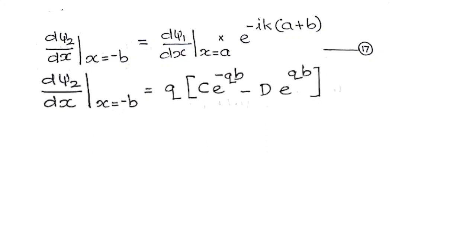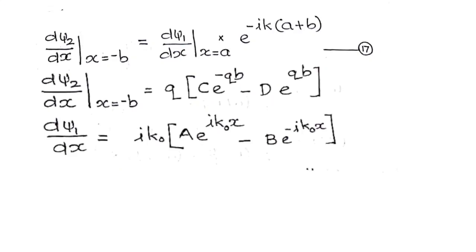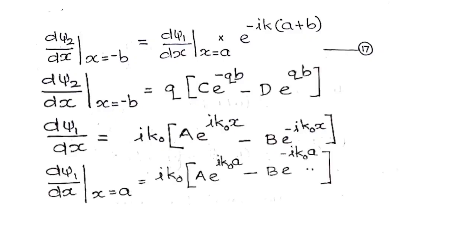Now d psi 1 by dx will be equal to, here the common term will be i k naught, so i k naught into a into e raised to i k naught x minus b into e raised to minus i k naught x. And when x is equal to a, d psi 1 by dx will be equal to i k naught into a e raised to i k naught a minus b into e raised to minus i k naught a.